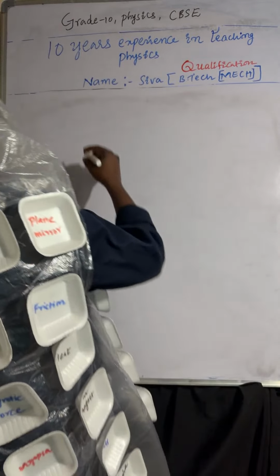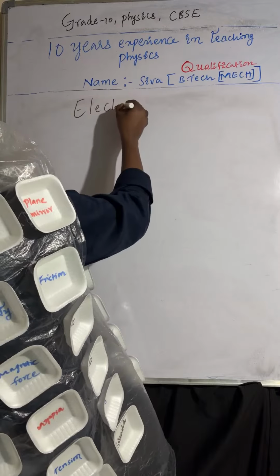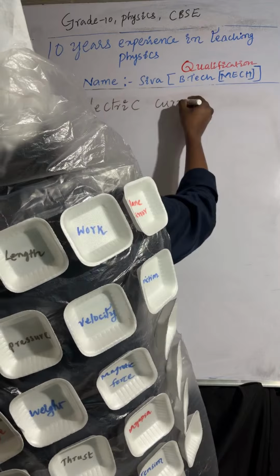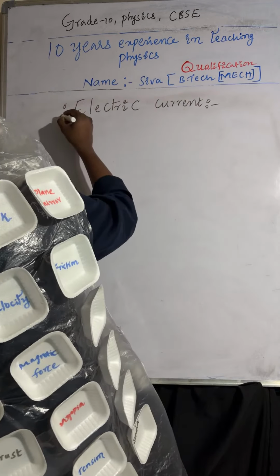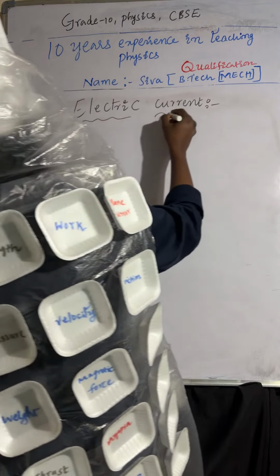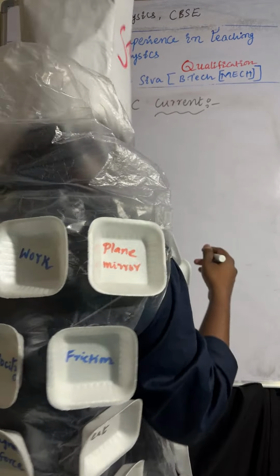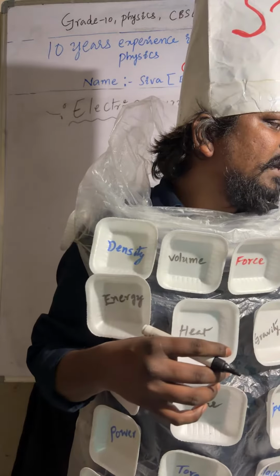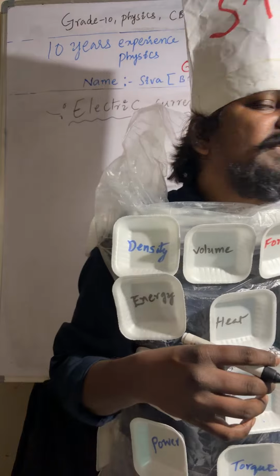Now I'm explaining the topic electric current. Electric current is nothing but the rate of flow of charge. I equals Q by T. The SI unit of electric current is ampere, the SI unit of charge is coulomb, and the SI unit of time is second.